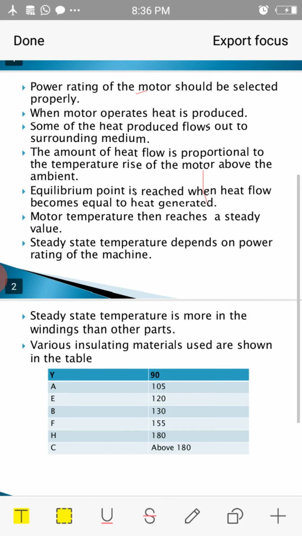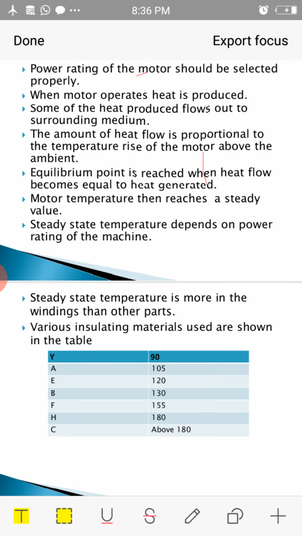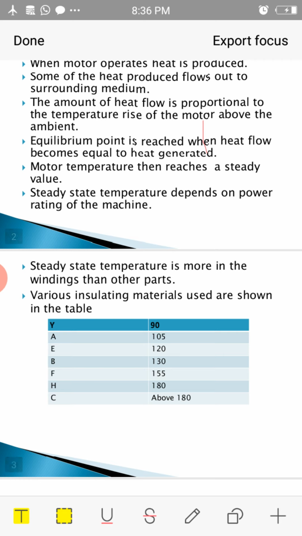Next, some of the heat produced flows out to the surrounding medium. The heat is getting produced here, but the ambient temperature of the surroundings is not going to rise, because it is a huge system. Because the temperature of our machine is increasing, some amount of heat generated in the machine is going to flow out to the surrounding medium. Okay, so an equilibrium point is reached when the heat flow becomes equal to the heat generated.